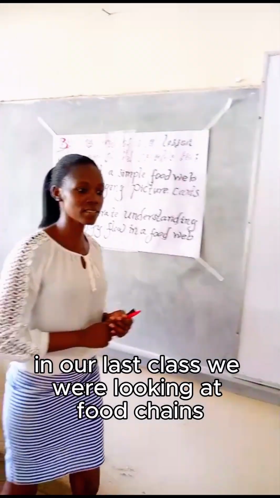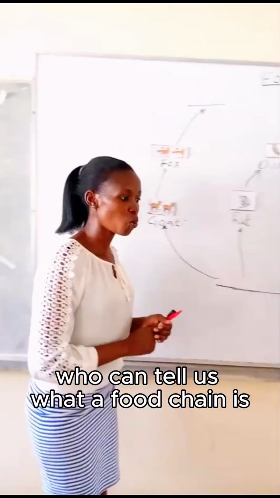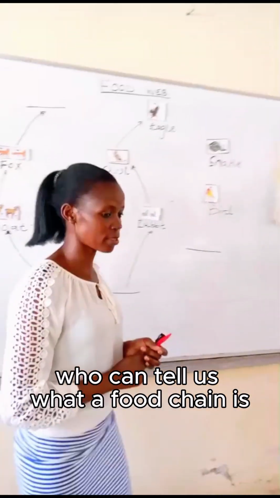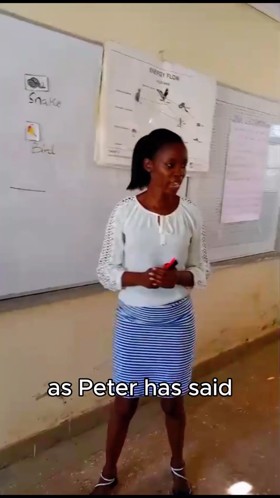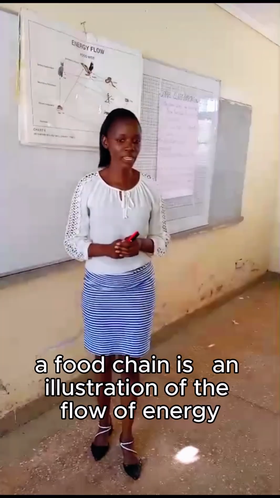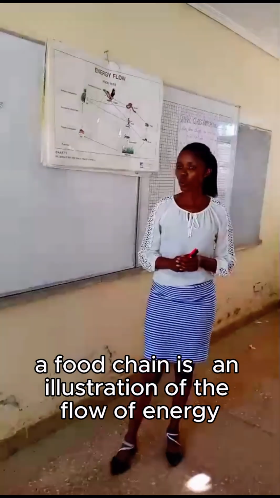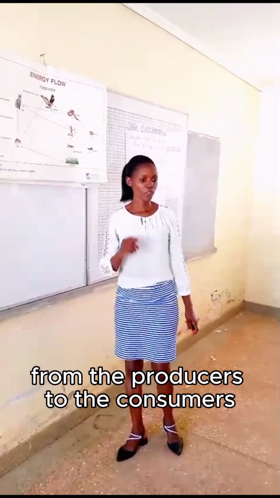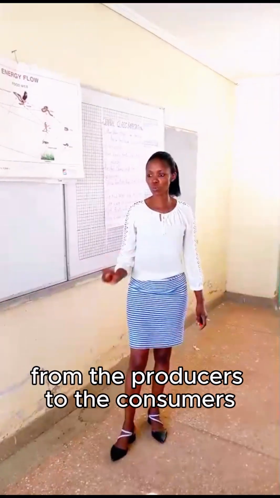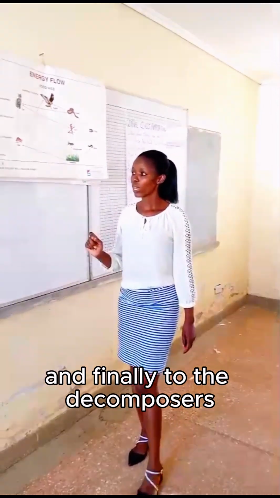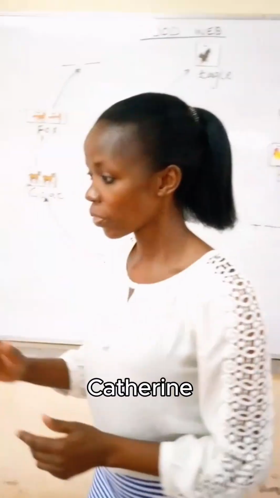And the second one, demonstrate understanding of energy flow in a food web. In our last class, we were looking at food chains. Who can tell us what a food chain is? Yes, Peter? Very good. As Peter has said, a food chain is an illustration of the flow of energy from the producers to the consumers and finally to the decomposers.